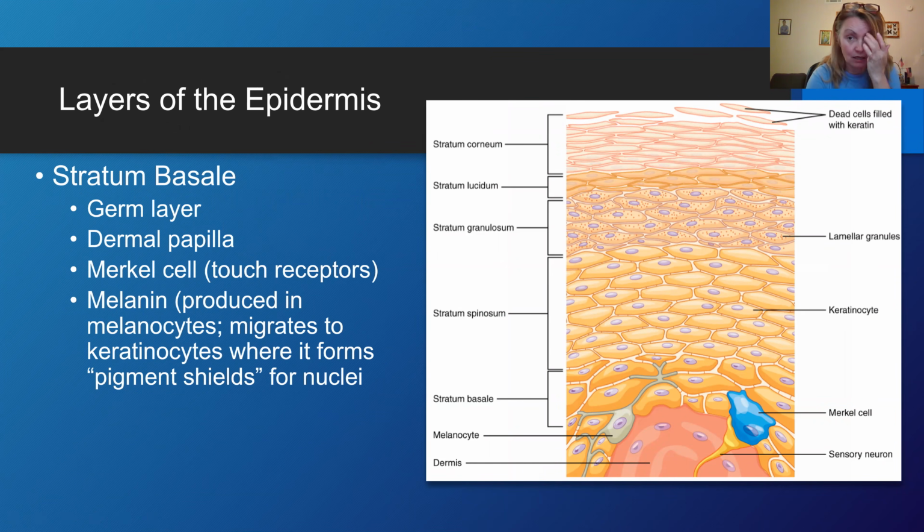So we will go from deep to superficial. All right, and we're talking again about the epidermis, just the upper surface layer of your skin.